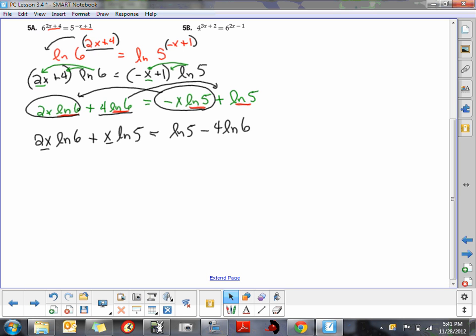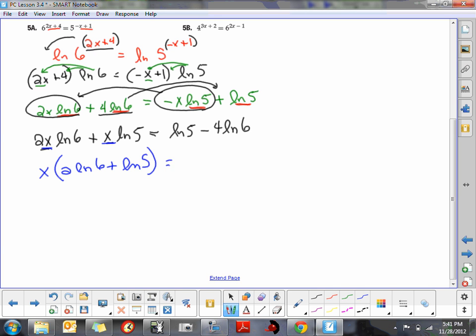Now we've encountered these many times before. We have an x in two different terms. The way that we get it down so that we can get just one representation of x is to factor out the x. If we factor out an x out of each term, then we've got 2 times the natural log of 6 plus the natural log of 5 equals, and then you've got the natural log of 5 minus 4 times the natural log of 6.